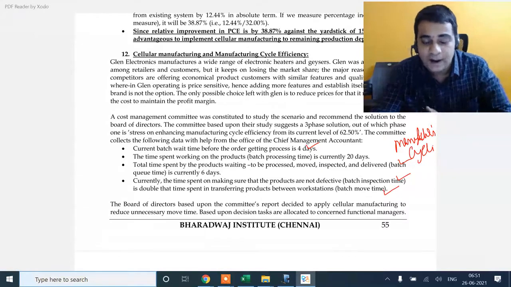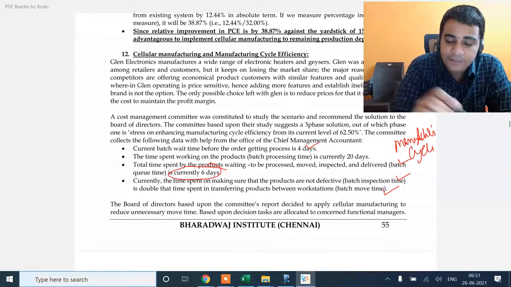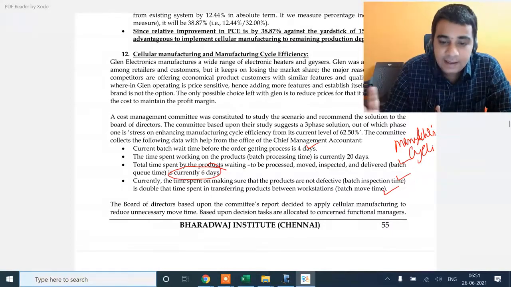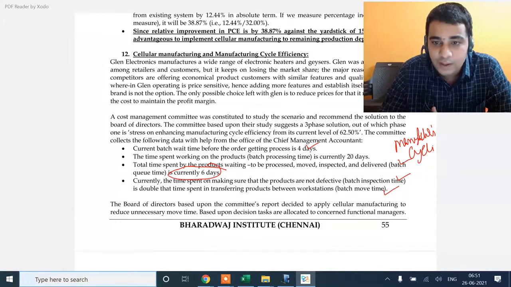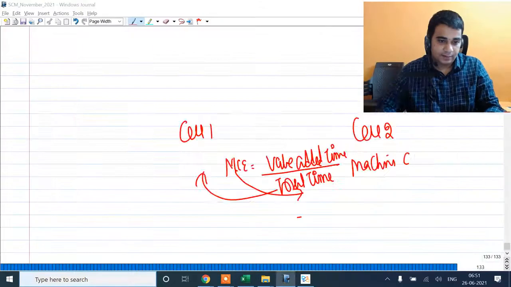So what is part of the MCE computation? One is queue time, which is 6 days. Inspection and movement put together will be another 6 days. Totally non-value added is 12 days. In that, 6 days is queue time. Balance 6 days is inspection plus movement time. So listen.